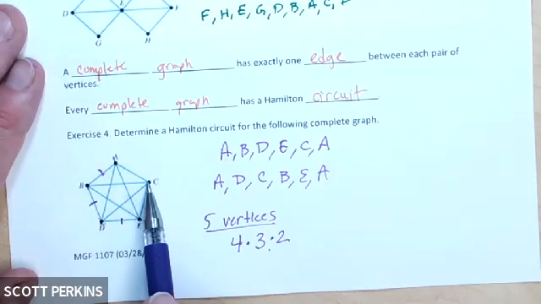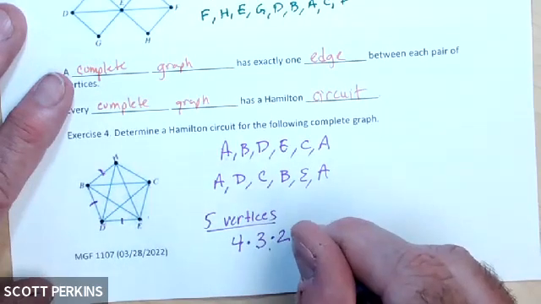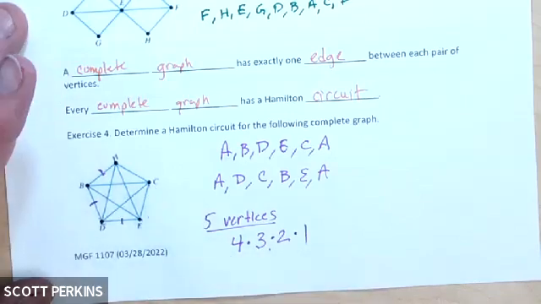I only got that one vertex left. I only got vertex C left. And then from C, we have to complete the circuit and go back.